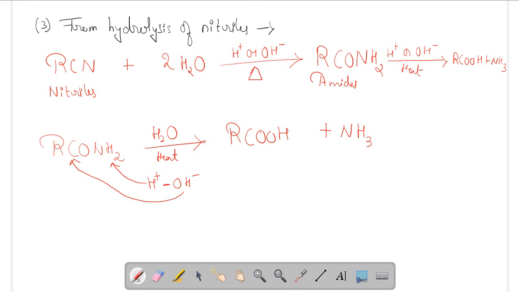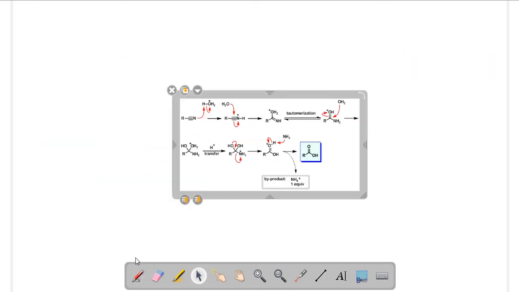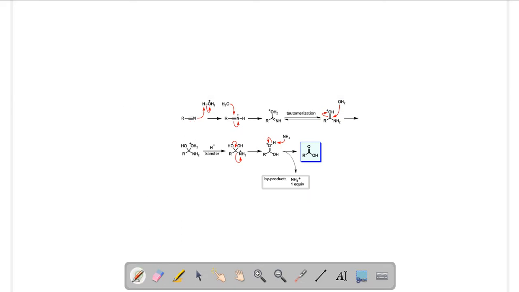So let's discuss the mechanism of this reaction, that is the conversion of nitriles. Here, when nitriles are reacted with water, what happens there? Let us say H plus and OH group are there. So what will happen here? The RCN, that is the nitrile, will attack the H here, and the hydronium ion, that is H3O plus, is there, okay, H3O plus.